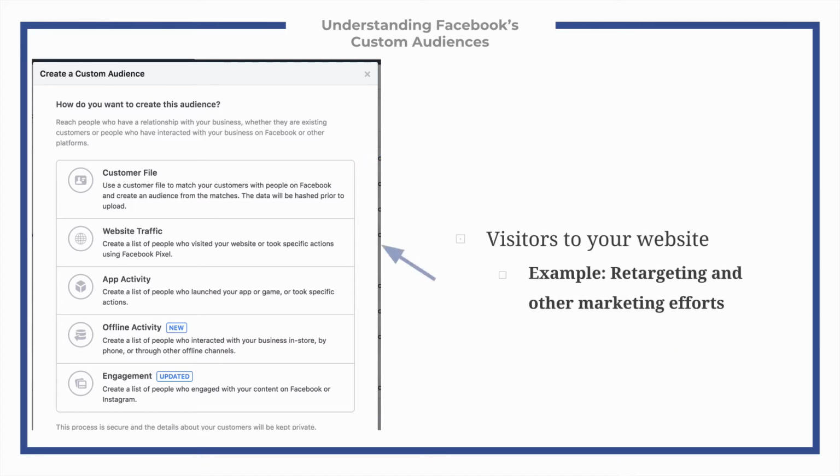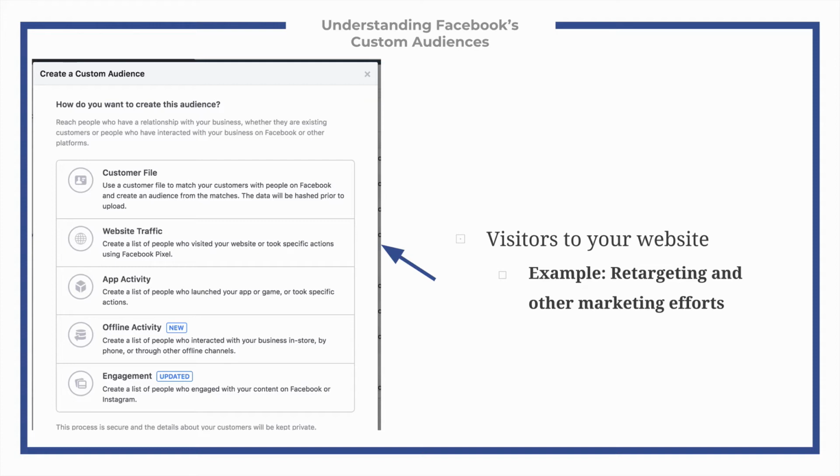Next, website traffic. This is commonly referred to as retargeting. So anybody who's come to your website before, you can create a custom audience, even on specific pages. So if they've been to your homepage but they haven't been to your thank you page, you can create an audience. If they've been to your blog, you can create an audience.